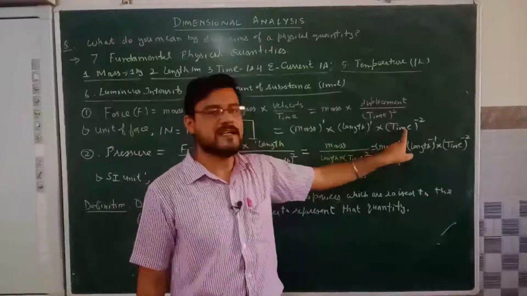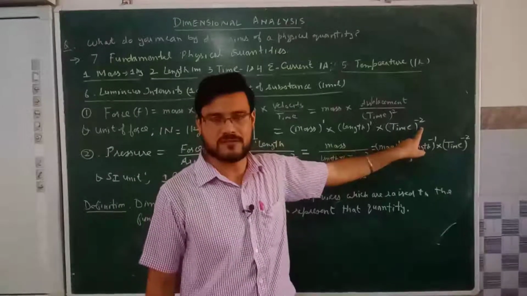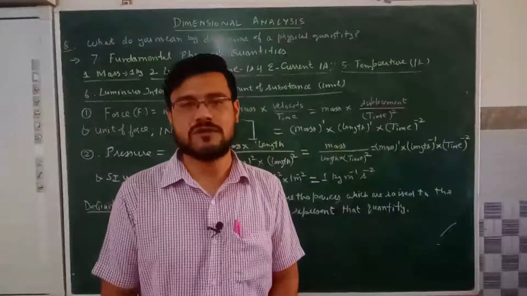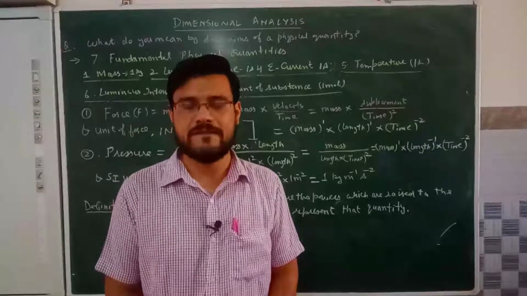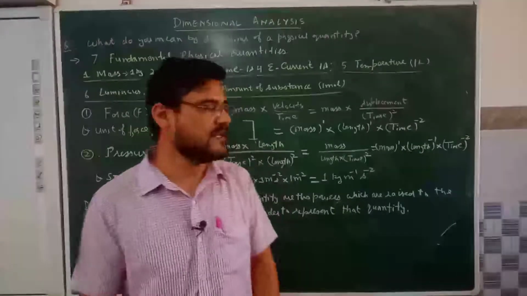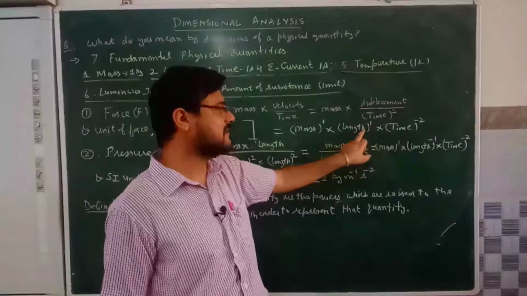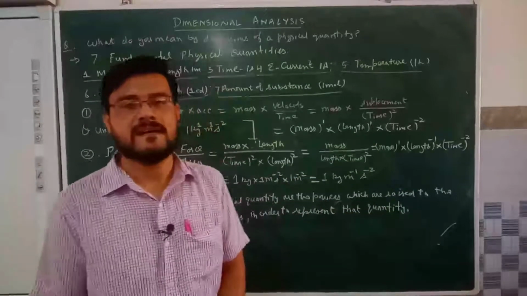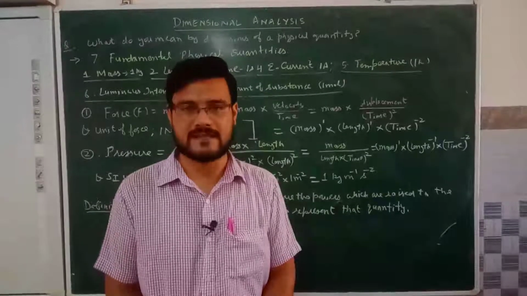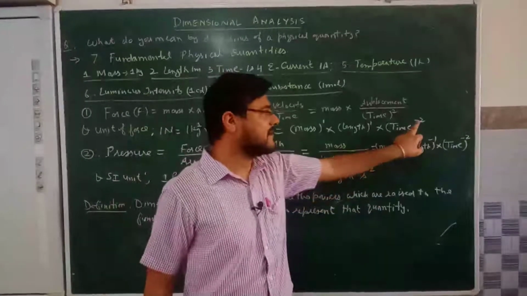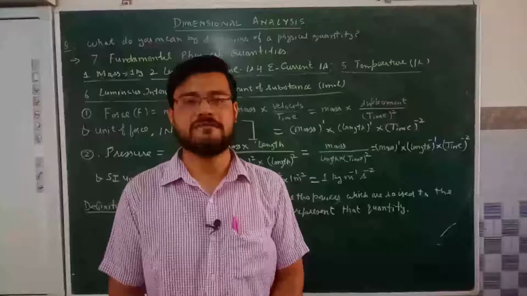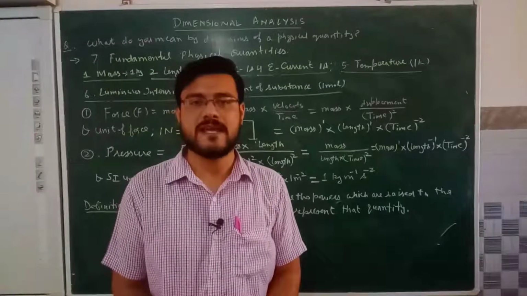The dimension of force in terms of time is -2. This means that since mass has a power or dimension equal to 1, the derived physical quantity force is directly proportional to the first power of the mass. Similarly, the dimension of length is also 1, which indicates that force is directly proportional to the first power of the length. But it has dimension -2 for time, which says that force is inversely proportional to the square of the time.